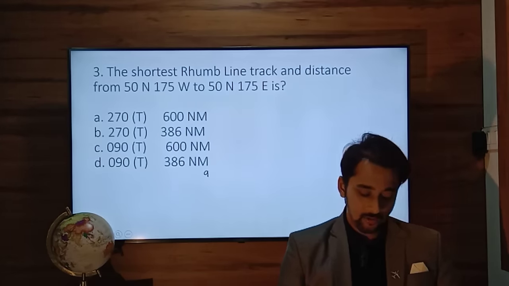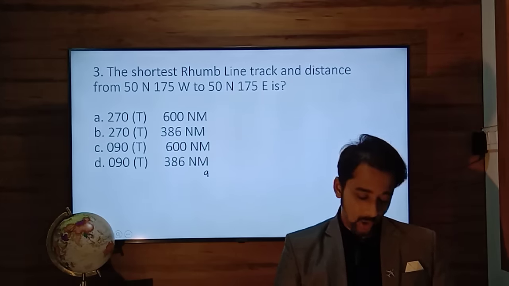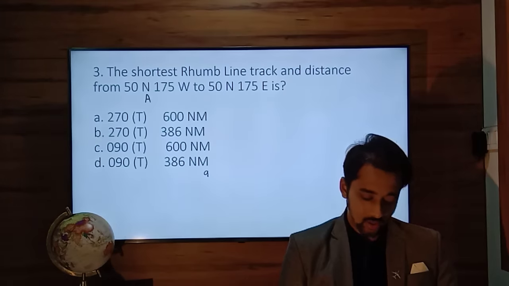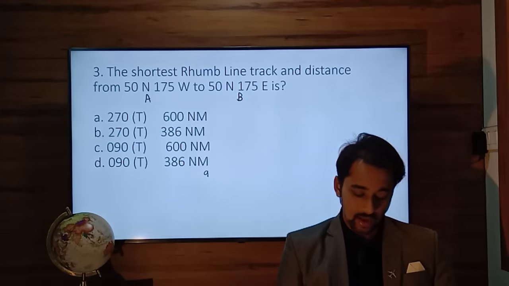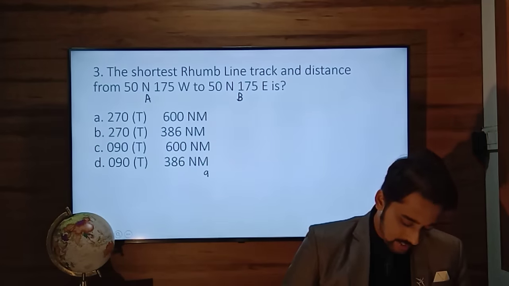So we have to find out first the Rhumb line track, that is the Rhumb line direction from point A to point B, and we have to also find the Rhumb line distance. So let's find the Rhumb line track first.